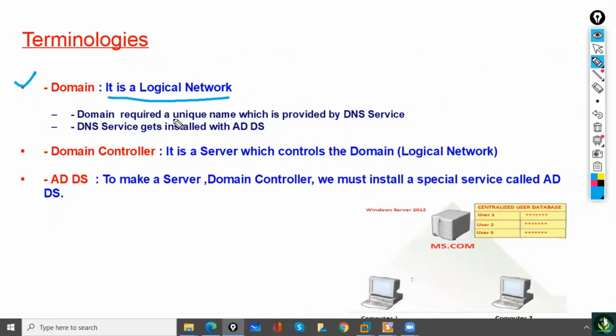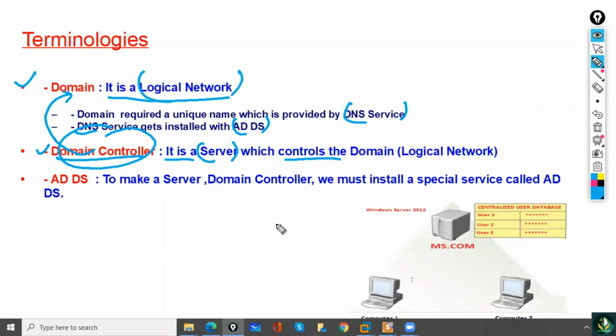Okay, a domain requires a unique name, which is provided by the DNS service, and the DNS service gets installed with ADDS. Then we have one more terminology, which is called a domain controller. A domain controller is a server which controls the domain. Domain controllers control the logical network.